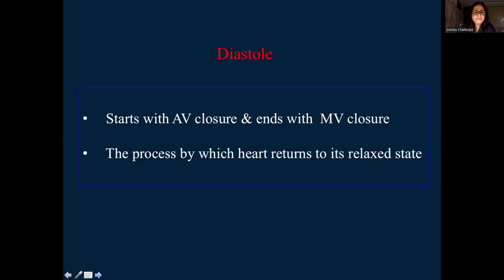Now let us recapitulate a bit of physiology of diastole. Now, as you know, diastole starts with aortic valve closure and ends with mitral valve closure. So this is the phase when the heart gets its filling, the ventricle gets its filling. So it's the process by which the heart returns to its relaxed state, relaxed state to get ready to receive the blood.